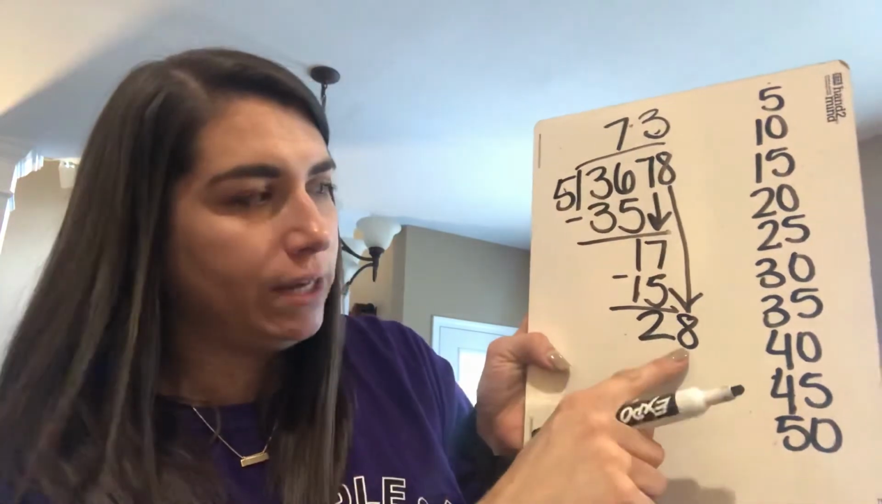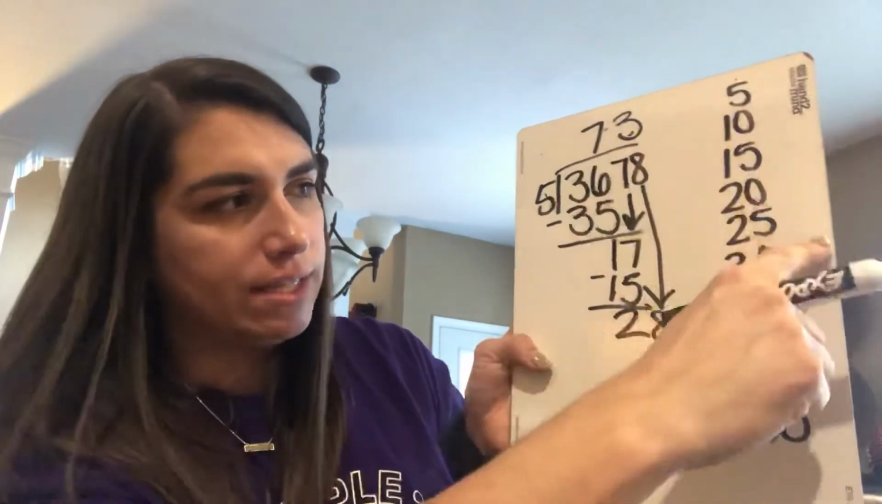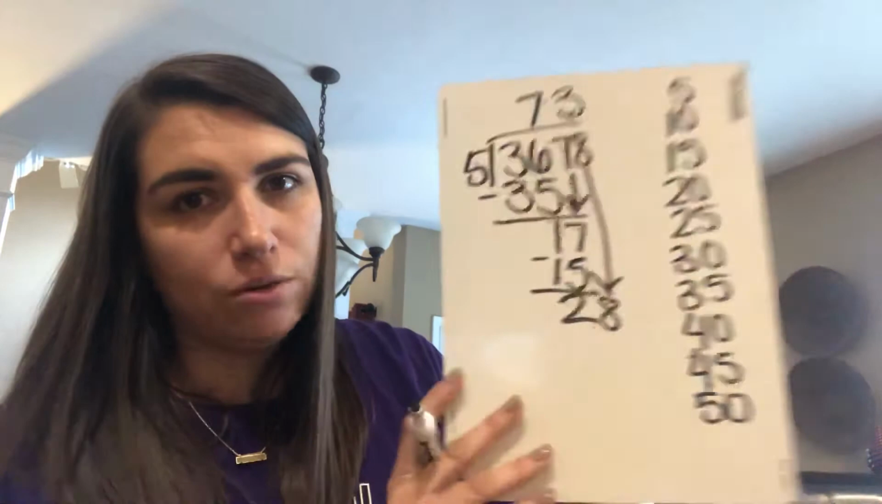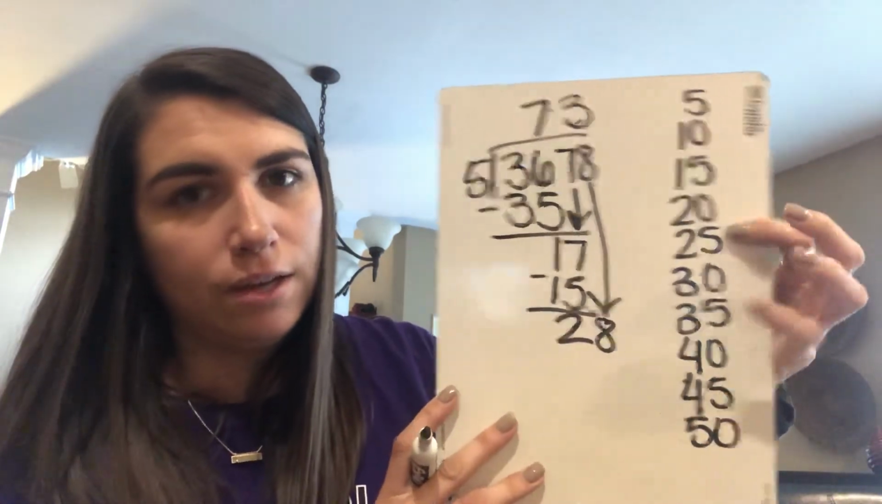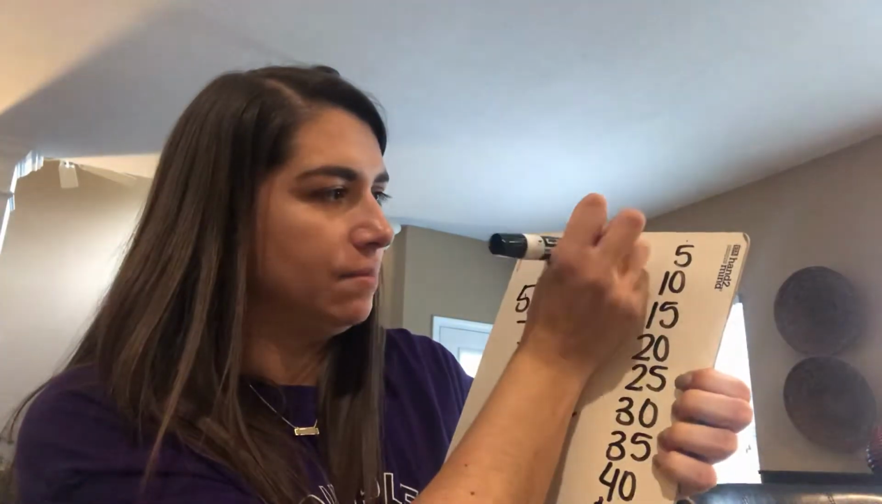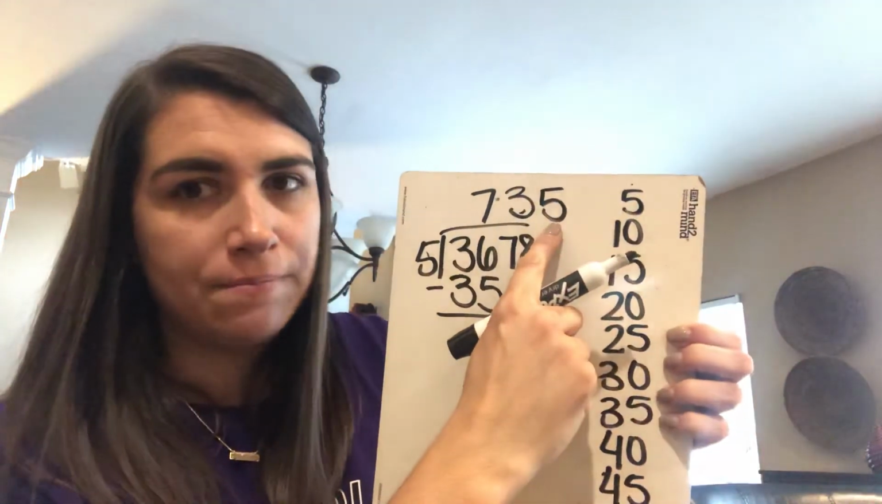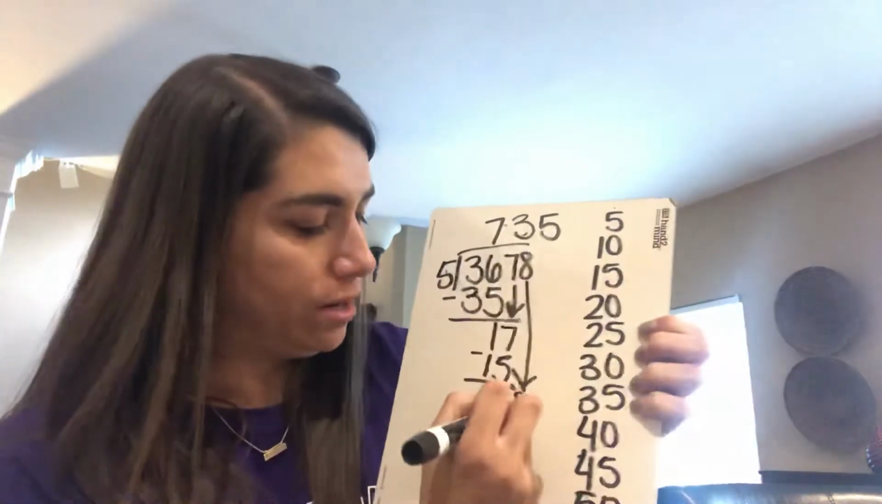So now I have 28 divided by 5, and I know that's going to be this 25 because I don't want to go over. 30 would be over. So 25, which is 5 times 5. So 5 is going to go on the top. 5 times 5 is 25.